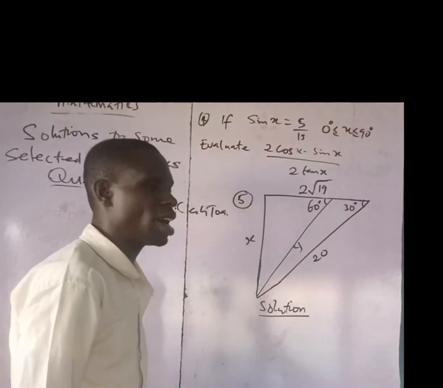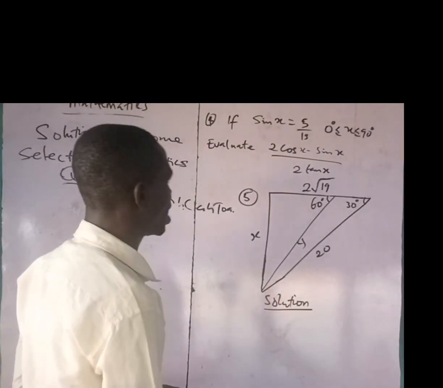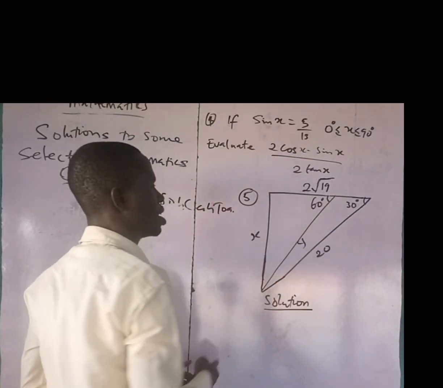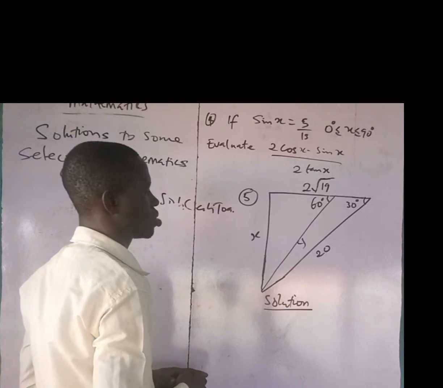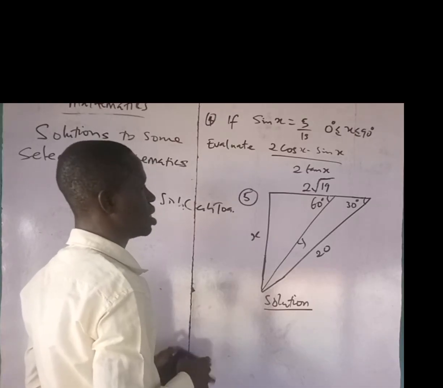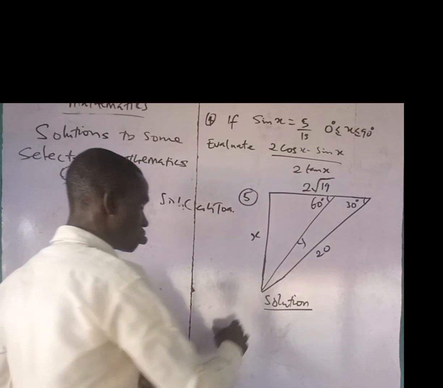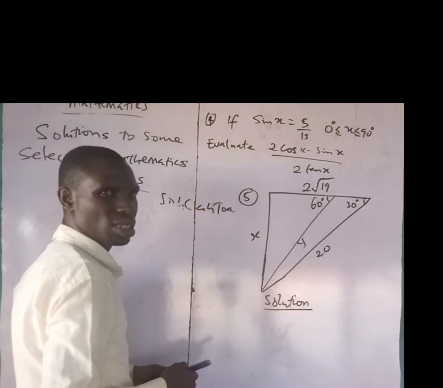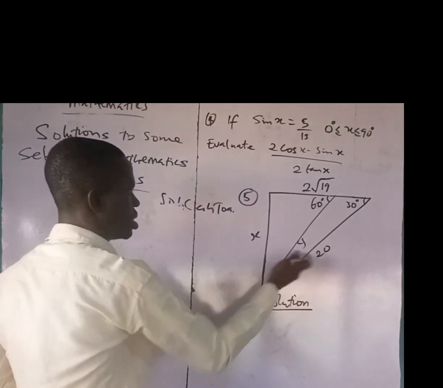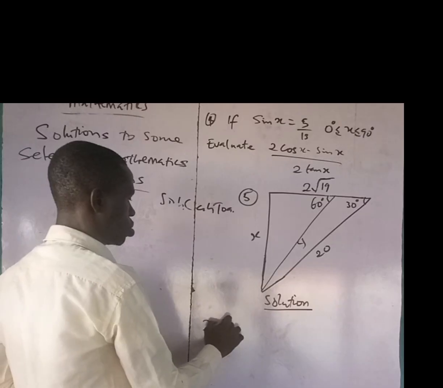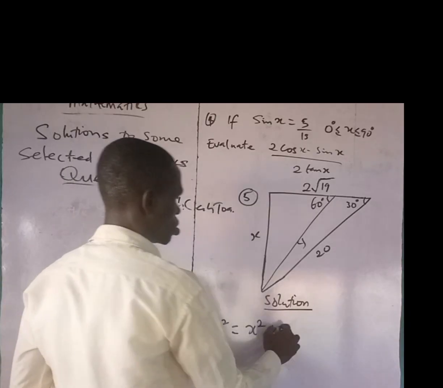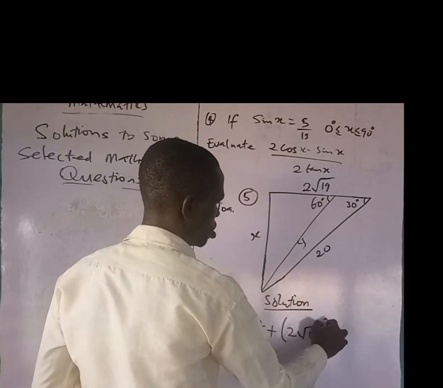Now let's quickly solve this number 5. We have been given the outer. This thing. To calculate x should not give us much problem. We can use the outer data to calculate x, and sure that's the best one to use. So this is the hypotenuse. 20 squared will give us what? x squared plus 2 root 19 squared.